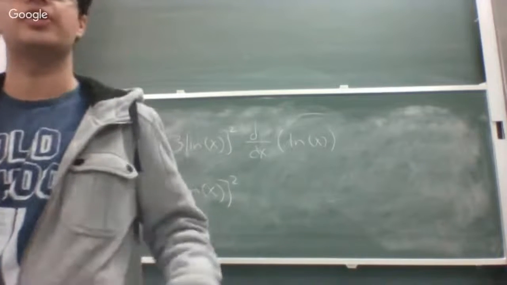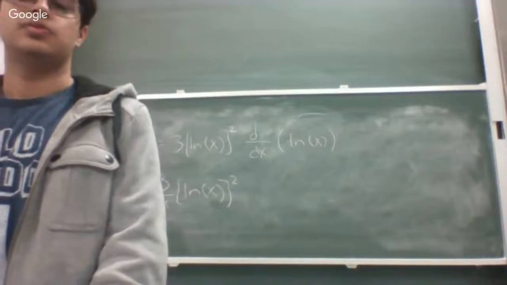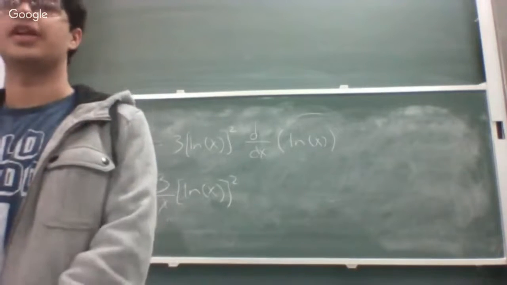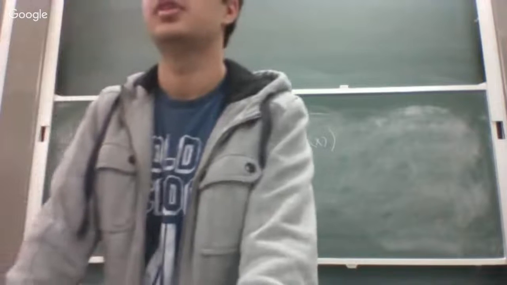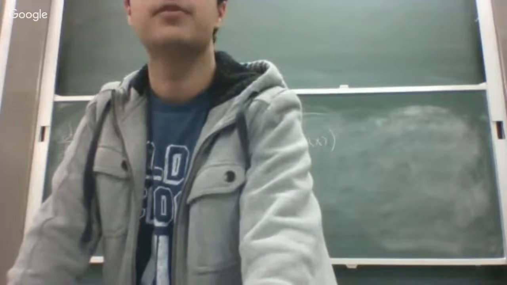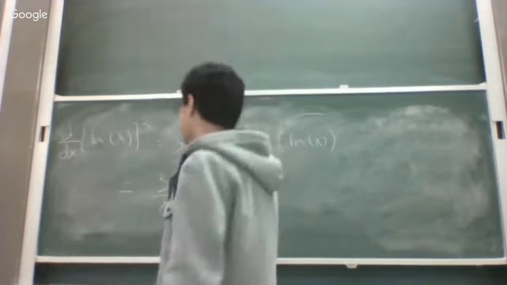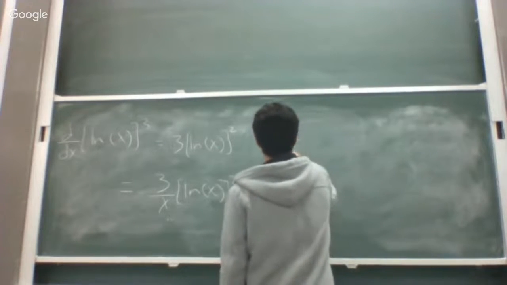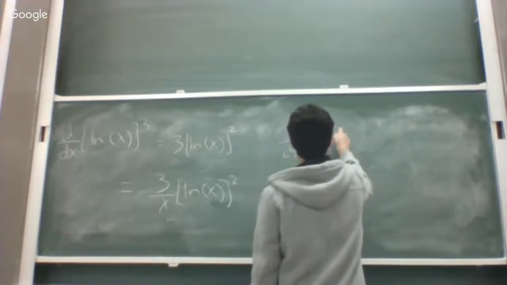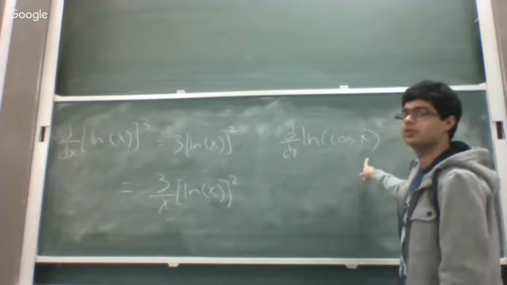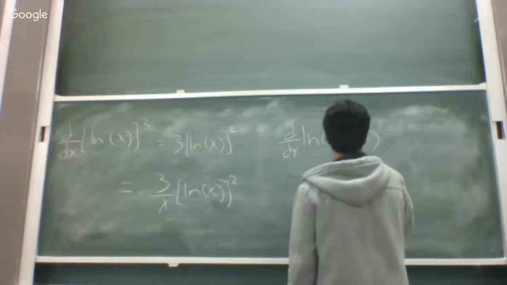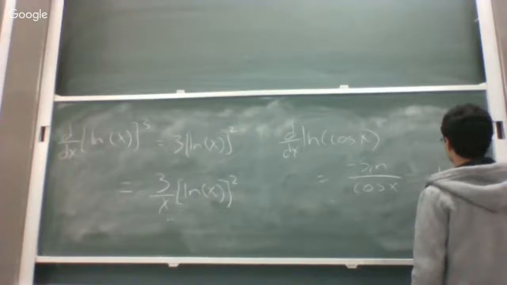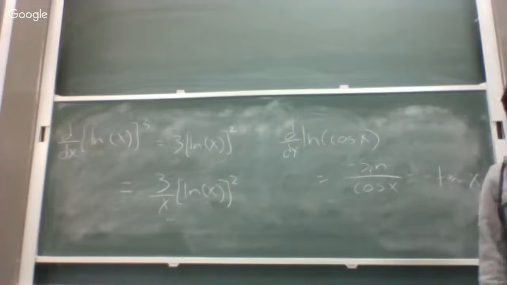So the natural log of cosine of x, what would that be? So the final answer would be negative tangent of x, because it's sine over cosine. Yeah. Do you guys all see that? Or no? I'll just rewrite. So you have the inside cosine of x. So we have cosine of x in the bottom. The derivative of cosine is negative sine, but that goes on top, so this is negative tangent.